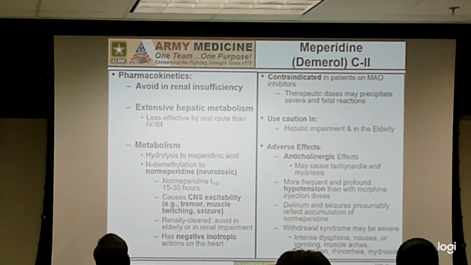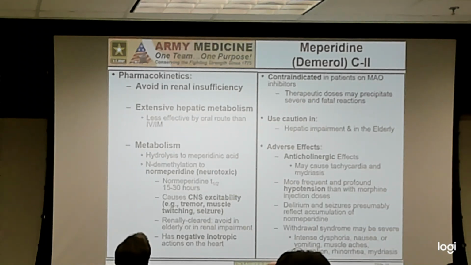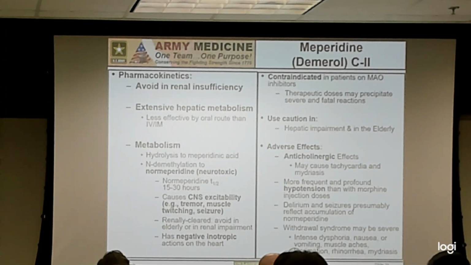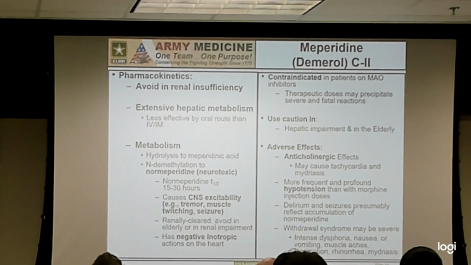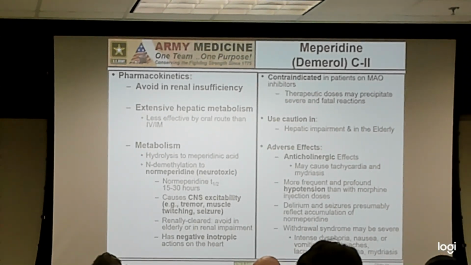Metabolites, you see you have your normeperidine, which is neurotoxic. This is the problem with our meperidine. It has a long half-life. You see it can be up to 30 hours, and you have that CNS excitability that will come whenever you're dealing with the neurotoxicity. This is due to the fact that they have some impaired renal clearance, and now this metabolite has accumulated and the serum concentration has gone up, and so we have the toxicity, you have your CNS excitability. Their heart rate will decrease.